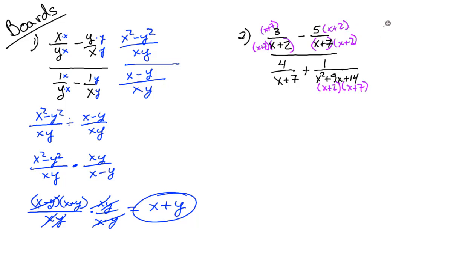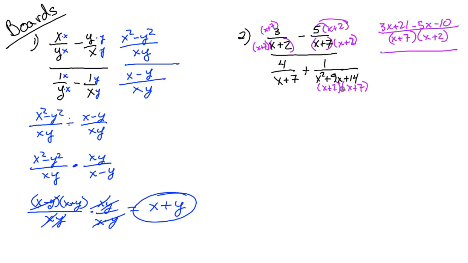All right, so on the top we have 3x plus 21. That's this 3 jumping into that x plus 7. Minus 5x minus 10. Make sure you've got that minus 10 up there. Over x plus 7 times x plus 2. You might be tempted to just jump the 5 in and forget that the minus sign would still have to subtract everything on the top. So it would subtract the 5x and the 10. Over what's on the bottom here.